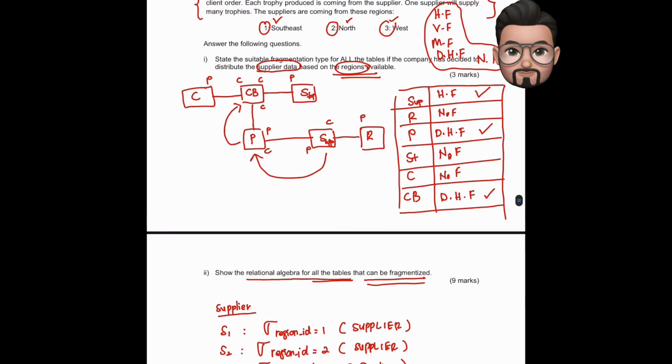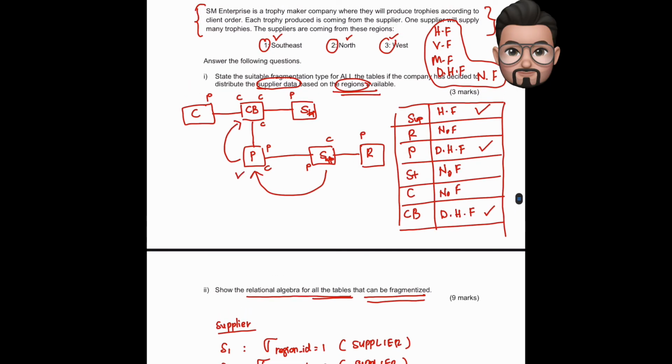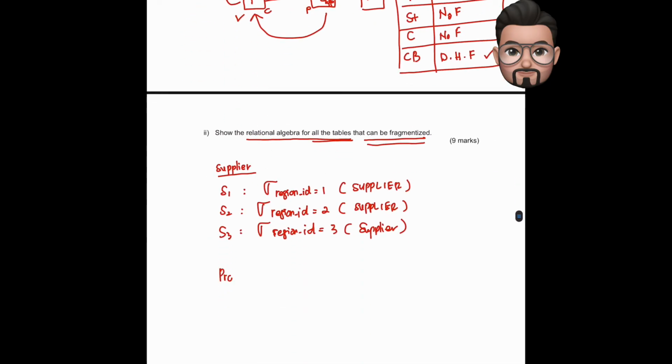Then from the supplier, what is the child of the supplier? Product. So the second fragmentation relational algebra that we can do is for table product. Since supplier has 3, product also will have 3. The first one, we take all product, we derive with supplier 1. We take all product from supplier 2. And we take all product from supplier 3.